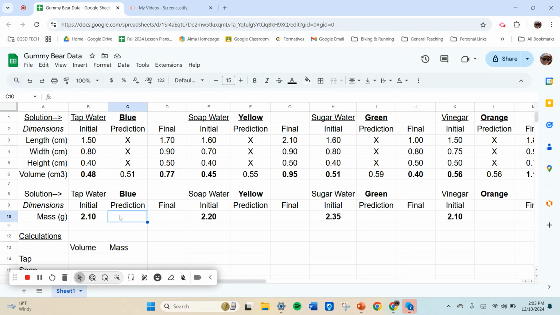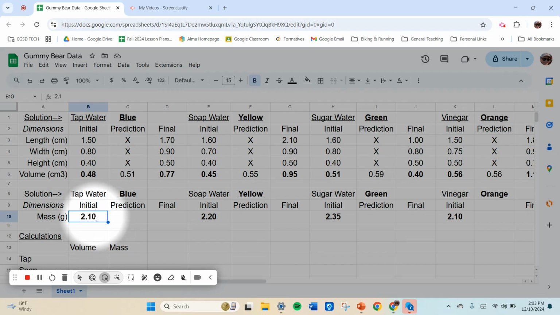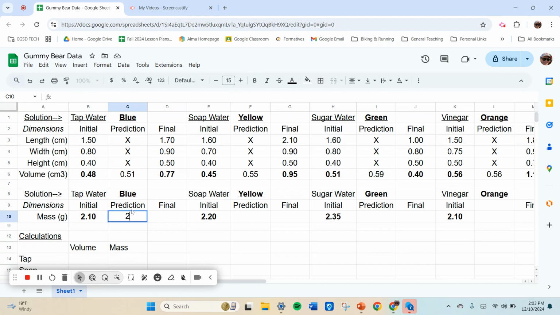All right. I did this. This was on a scale. That was on a scale. So that's just one measurement. There's no math there. Predict that's going to go to 2.3, 2.4, 2.55, 2.3.